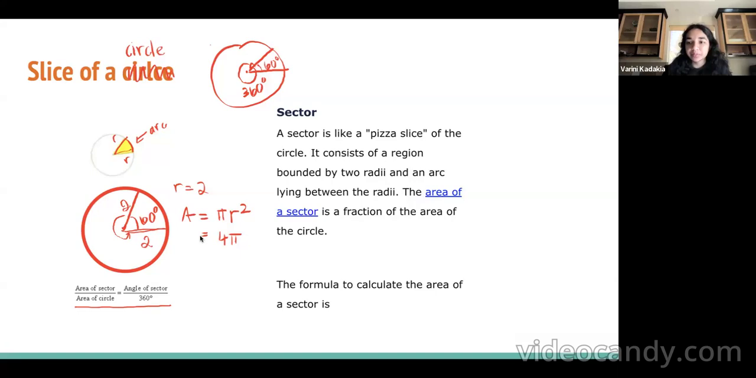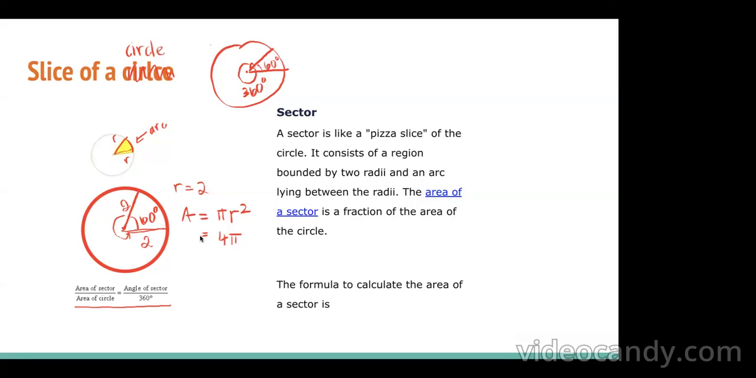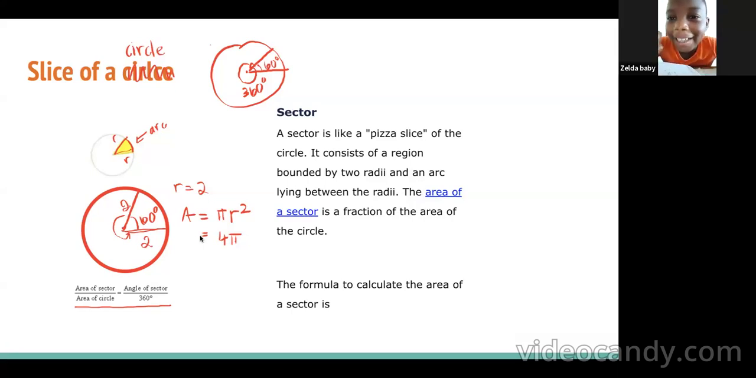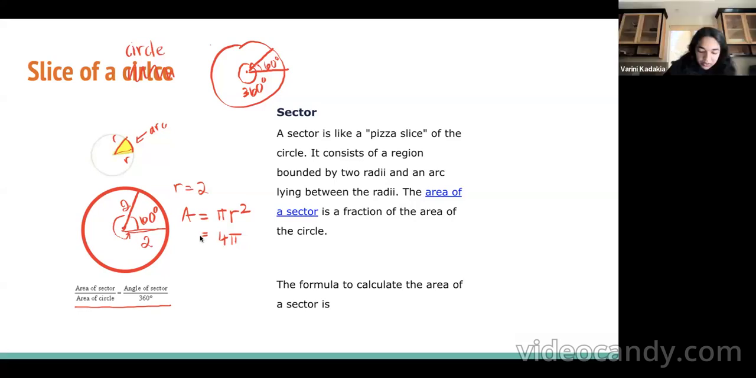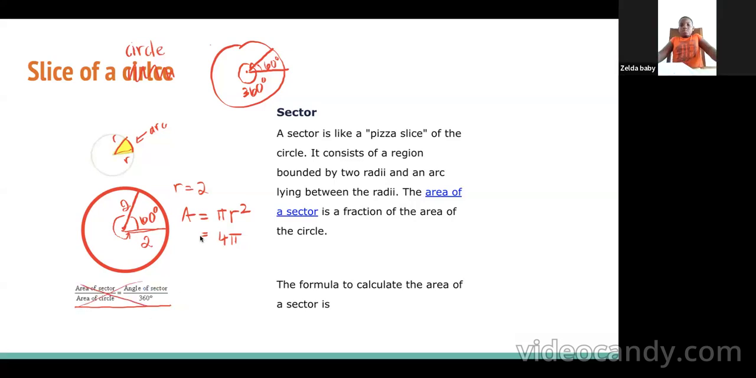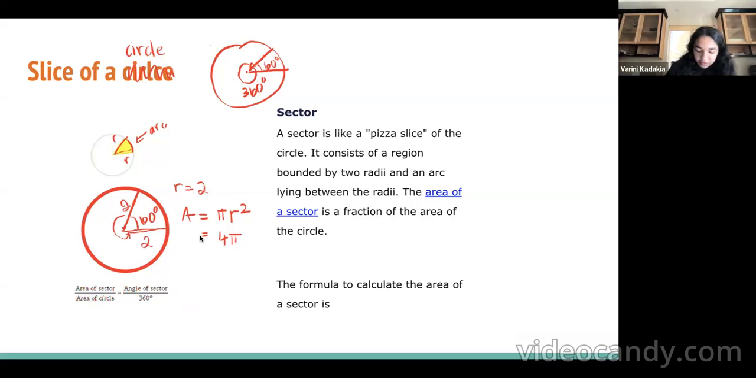Is the area of a sector the one under the circle? No, this is not the area of the circle. This is how you can find the area of a sector.